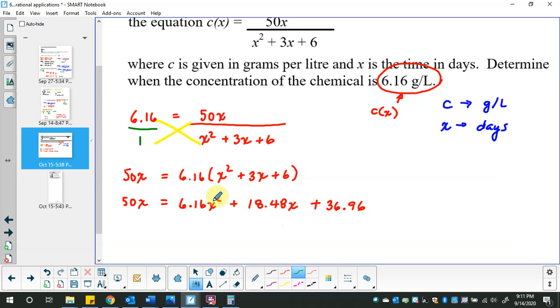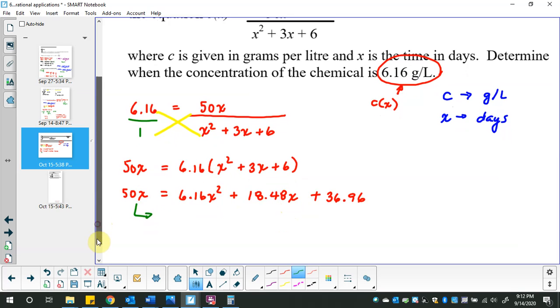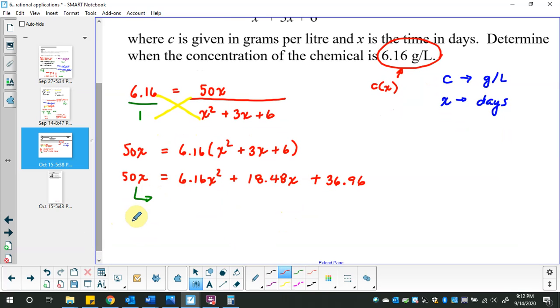But because it's a quadratic, you can't do anything useful unless you have a 0 on the other side. So I'm going to bring that 50x over from the other side and collect like terms. So I'm going to show that in 2 steps. If you feel like it, you could do it in 1. It's up to you.